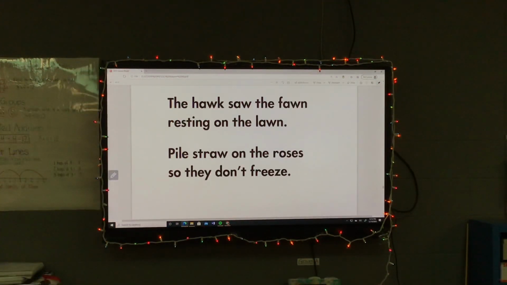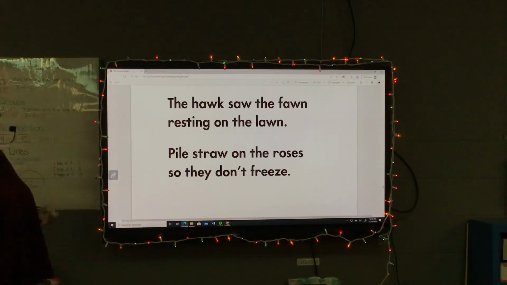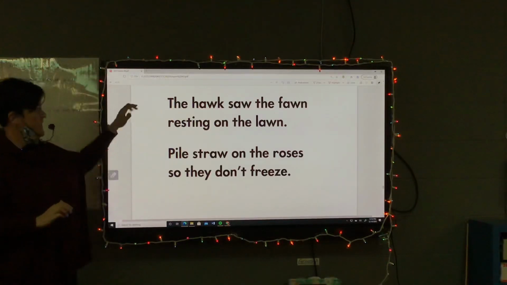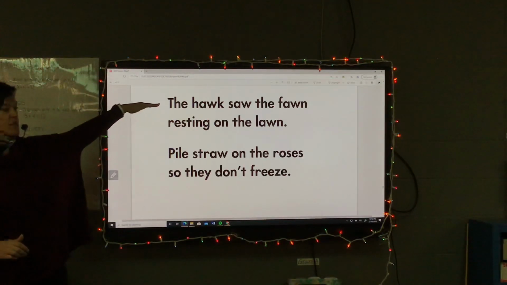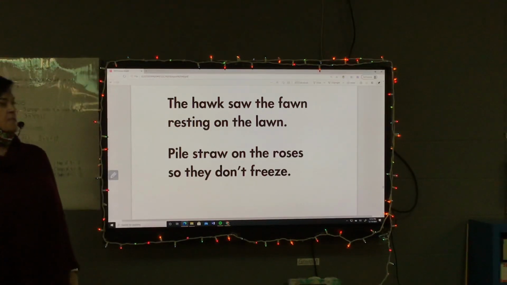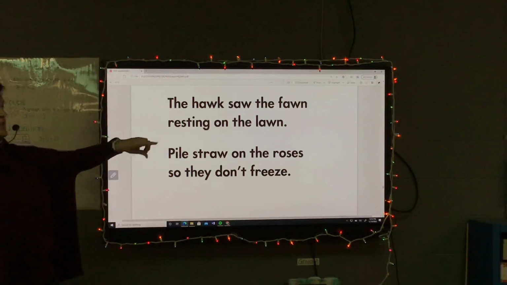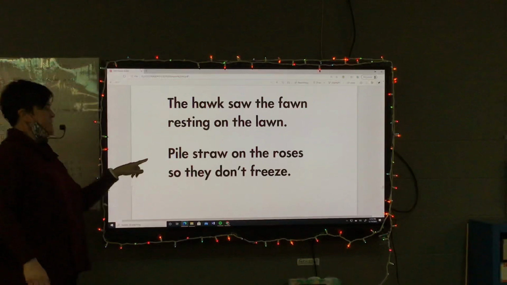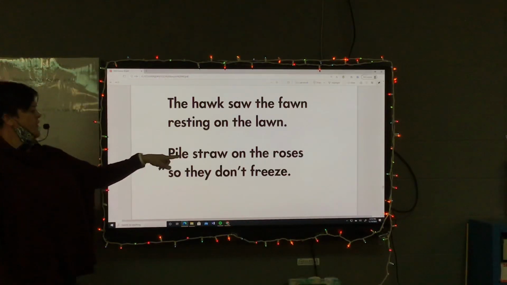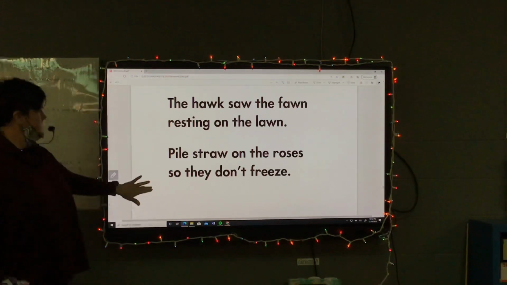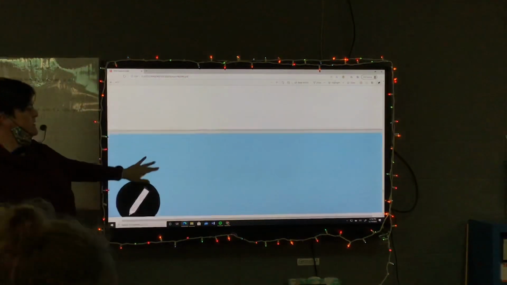Read those to yourself. Read them to yourself one more time. Let's read this one together. Stand up. Stand on one leg. Here we go. The hawk saw the fawn resting on the lawn. Switch legs. Let's read the other sentence. Pile straw on the roses so they don't freeze. All right, have a seat. Let's go through some words.